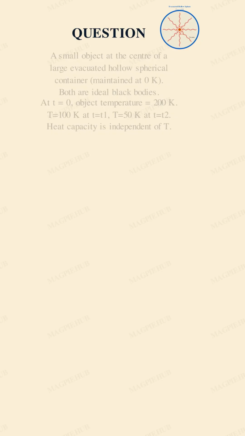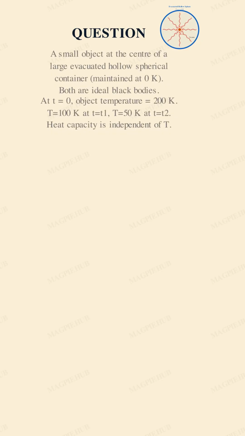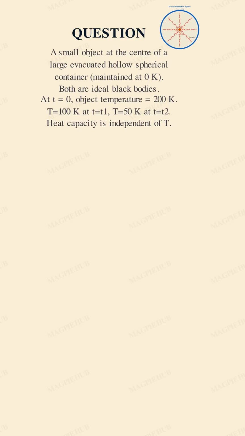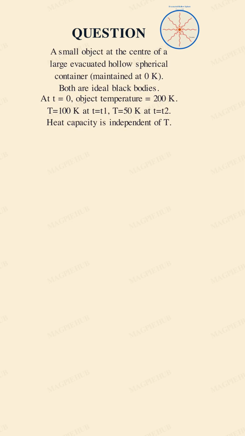The question states, a small object is placed at the center of a large evacuated hollow spherical container maintained at 0 Kelvin. Both are ideal black bodies. At time t equals 0, the object temperature is 200 Kelvin. It cools to 100 Kelvin at t equals T1, and to 50 Kelvin at t equals T2. The heat capacity of the object does not depend on temperature. Find the ratio T2 over T1. This is an integer type answer.